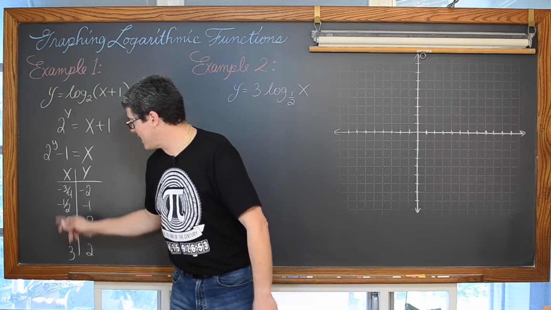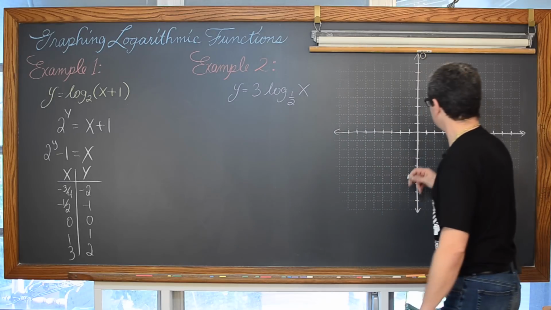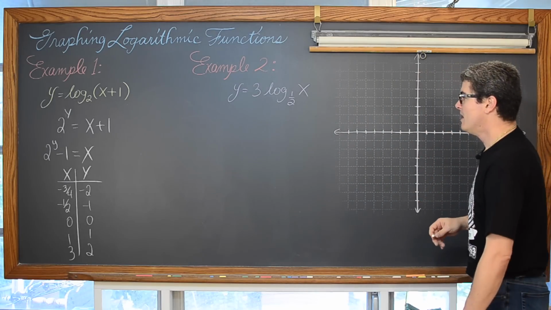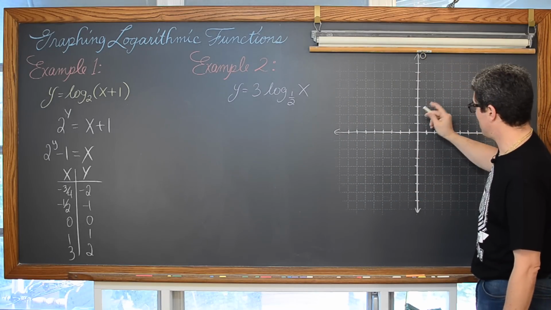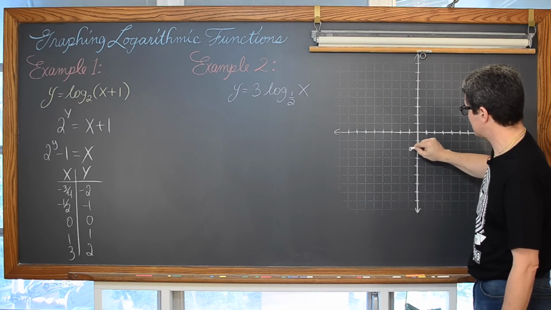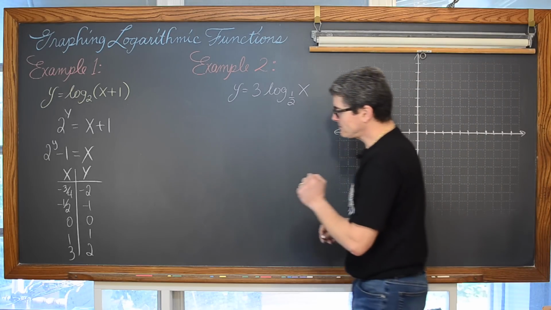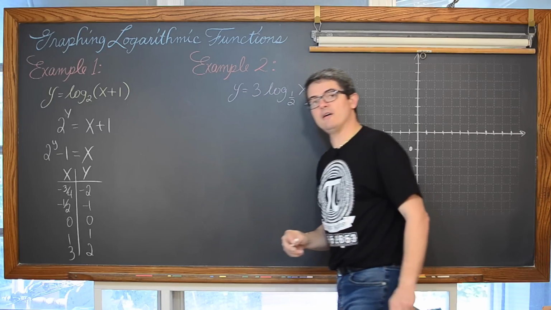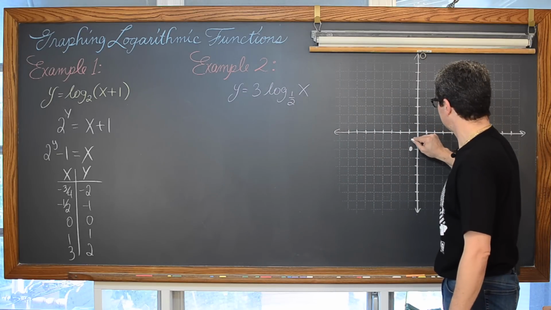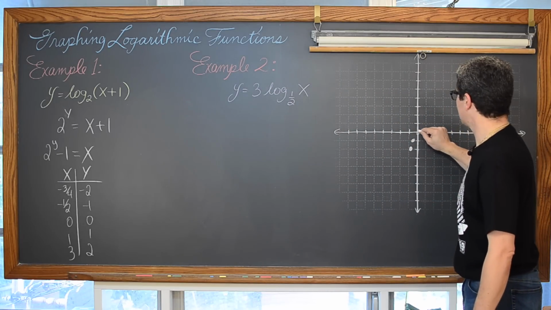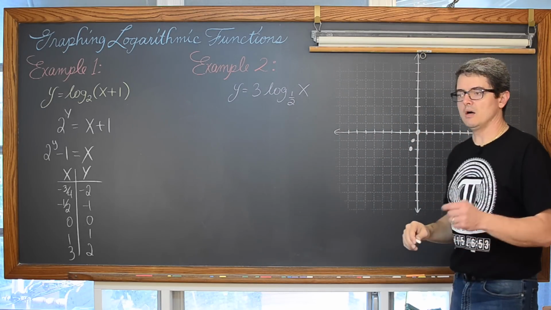So let's see here. x is going to be -3/4. Each of these tick marks counts for 1. So x is going to be -3/4 and y is going to be -2. So I'm just going to try my best to estimate that. We have an x value of -1/2 and a y value of -1. We are passing through the point 0, 0.